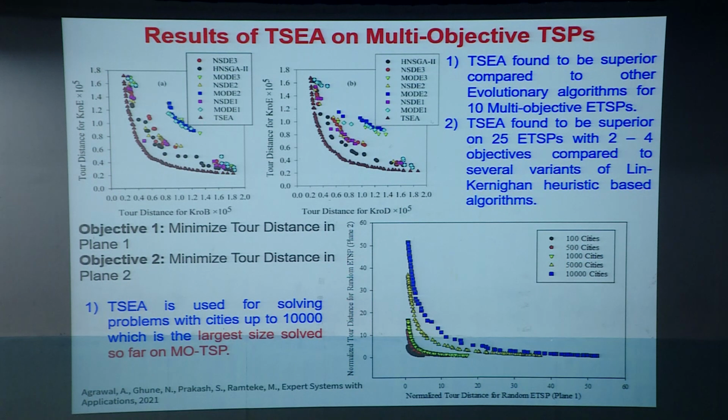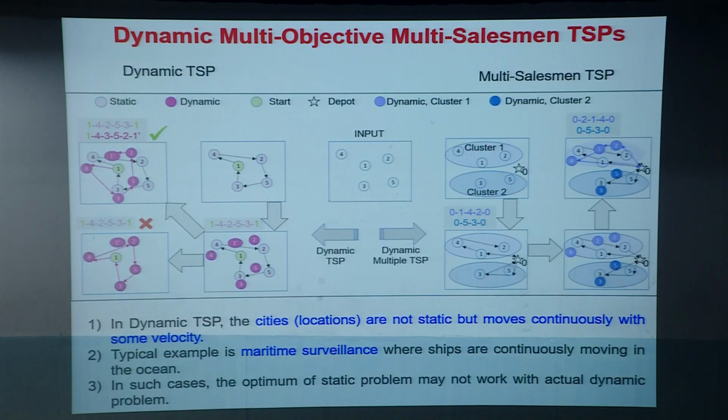Normalized two distance in plane 1 and normalized two distance in plane 2 are plotted against each other. You can compare the lowest value here. This lowest value is very close to around 0.75. So if you solve a single objective problem, the typical value you get for a single objective Euclidean TSP is around 0.75, which indicates that all these Pareto fronts are very close to the global axis. In fact, that was the biggest size solved so far in the available literature.